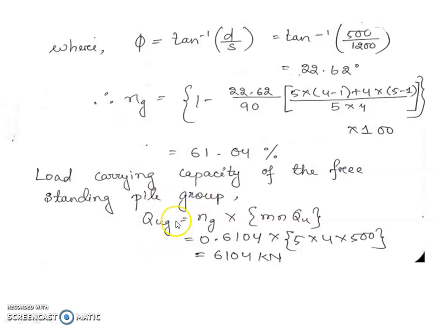So the equation used to find load carrying capacity for the freestanding pile group is eta g into m into n into Qu. Eta g already has been calculated, that is 61.04, and it can be written as 0.6104 into m is 5, n is 4, and Qu is 500, which is given in the problem. So after we calculate, we get Qug as 6104 kilonewton. Thank you.